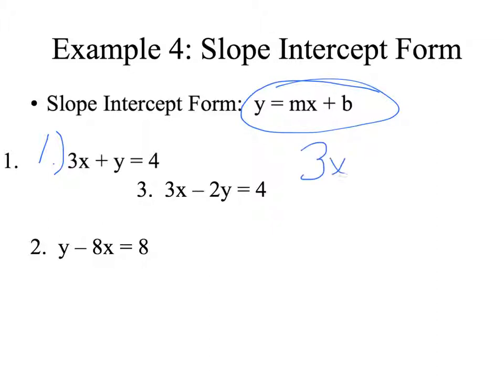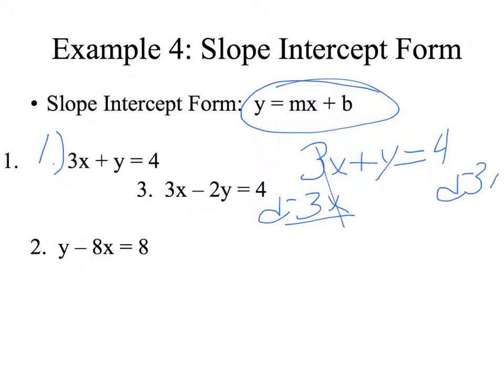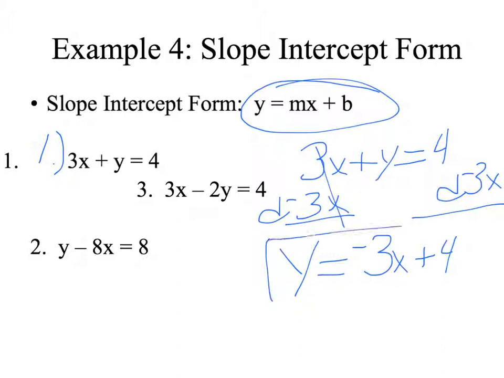So 3x plus y equals 4. I'm going to add -3x to each side. I cannot add the -3x to the 4. They're not like terms, they can't go together. What I am going to do is bump the -3x in front of the 4, and now I have my problem in slope-intercept form. So this is your final answer. You're basically just rearranging the problem.